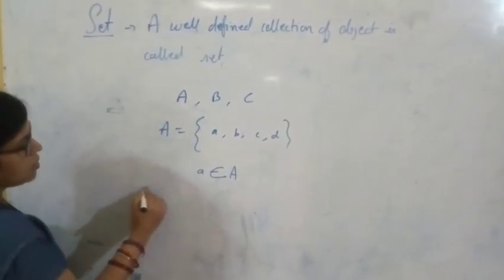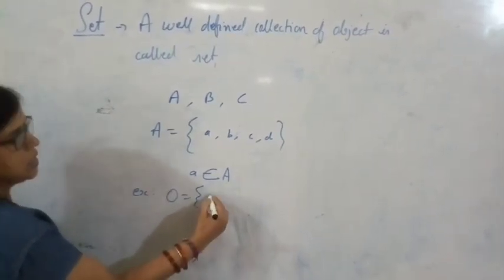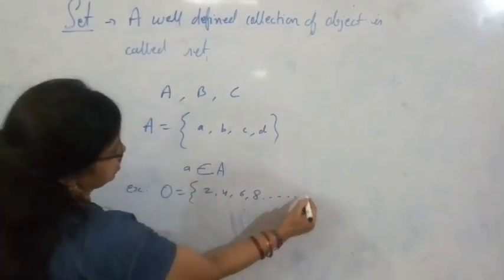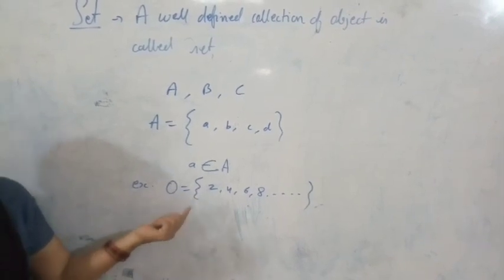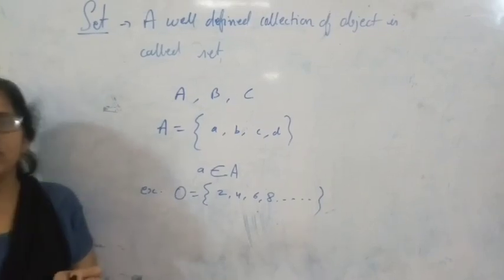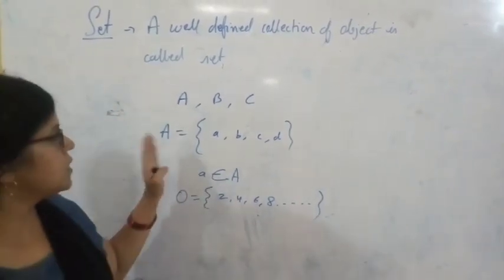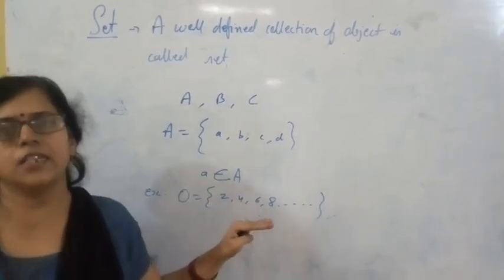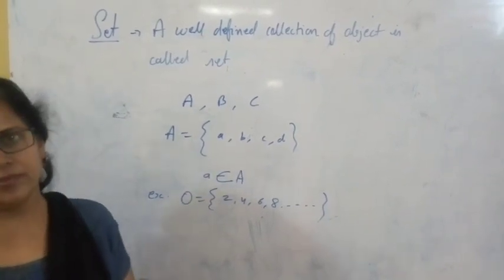Now some more examples. Suppose O is 2, 4, 6, 8, and so on. This is also a set. How? This is the set of even numbers, and the set of the alphabet we can also represent. So the notation of a set is a capital letter, but the representation of a set is of two types: roster form and set builder form.